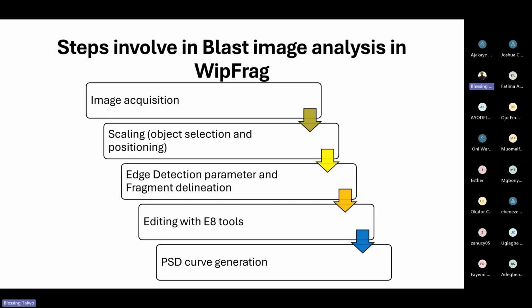Maybe you are doing your thesis right now and you need a flow sheet. This is the standard general flow sheet of how everything works: image acquisition, you get the image, you do the scaling, you do edge detection, you edit, then you generate the particle size distribution curve. I will take you through this process in a jiffy after the presentation.